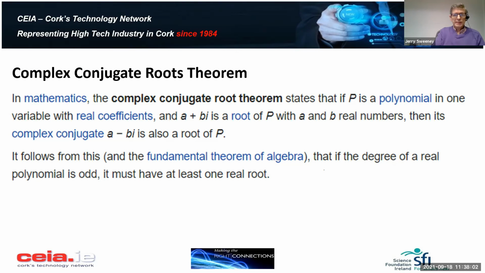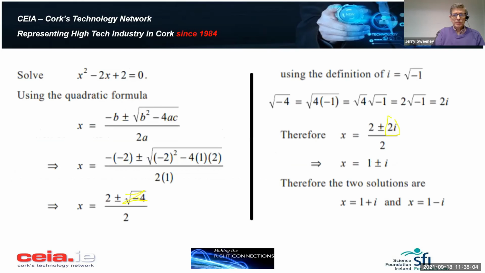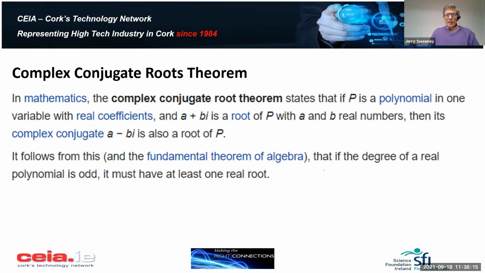What is interesting to note, actually, let me just go back to the previous one. If you look there, we have two solutions, 1 plus i and 1 minus i are the two solutions to that quadratic equation. That extrapolates out into the complex conjugate root theorem that states that if a plus bi is a root, then a minus bi is also a root. And that can be very important to remember.